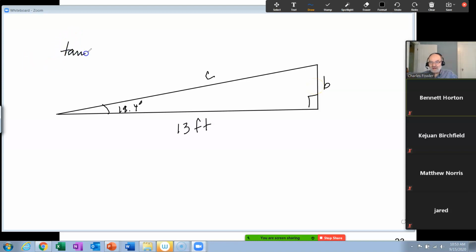Tangent of 18.4 degrees is equal to opposite over adjacent. And to get what B is, that's what you chose to do first, B would be equal to 13 feet, multiplying both sides by 13, times the tangent of 18.4 degrees.